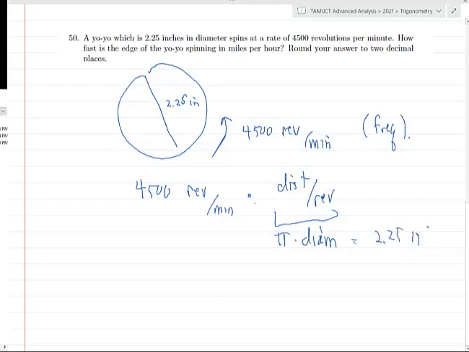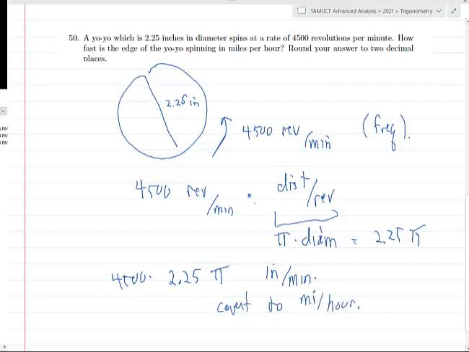Okay? All right, so what do we have? We have 4,500 times 2.25 times pi. Now, what are the units? The units are inches per minute. Okay, now we want to convert to miles per hour. So that's something else you can do. You can look up the conversion. And on the test, I would give you how many miles per inch and so on. Okay, well, 1 mile is 5,280 feet. And 1 hour is 3,600 seconds.